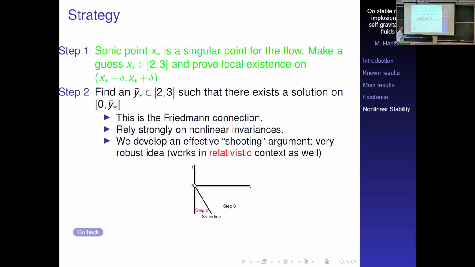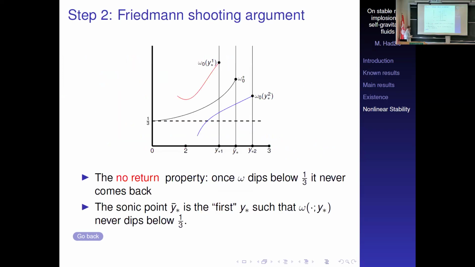Having developed a local well-posedness theory for any of the slopes here, it turns out that for most solutions, you won't be able to connect all the way to the origin. This is the so-called Friedman connection problem. It's bad naming; it could mean different things. Here we really rely on nonlinear invariances of the problem. We really have to exploit them. And the way this works is through some sort of a no-return property.